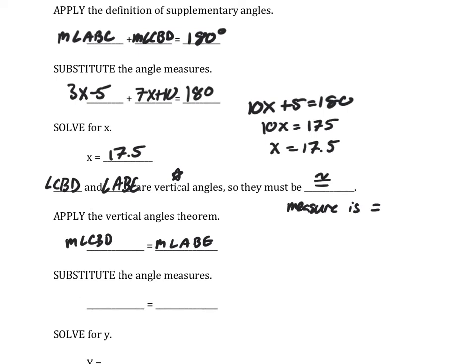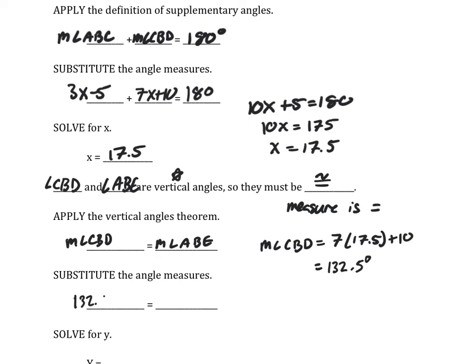Well, we just found x. So instead of using the expression with x, let's solve real quick to say that the measure of angle CBD equals 7 times 17.5 plus 10. So this way we're getting rid of that x and we're putting in an actual value. All right, and we're going to get 132.5 degrees.